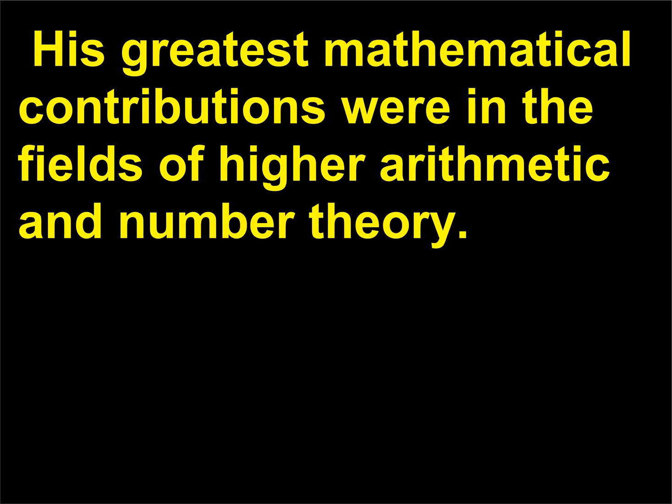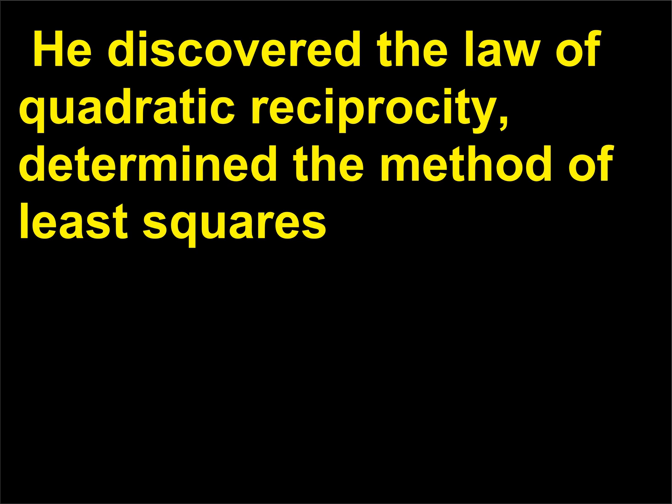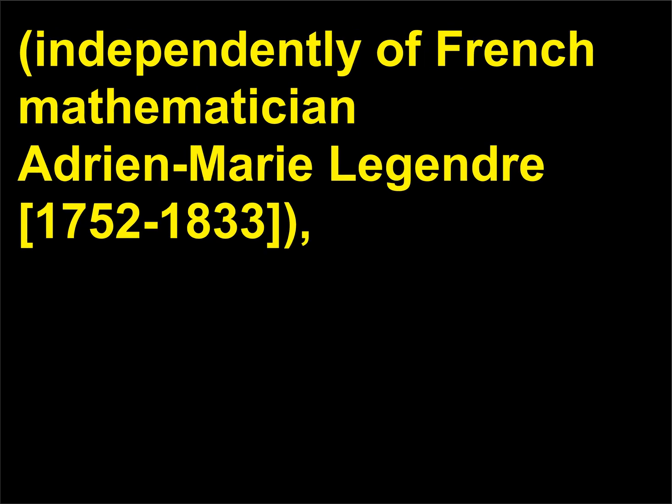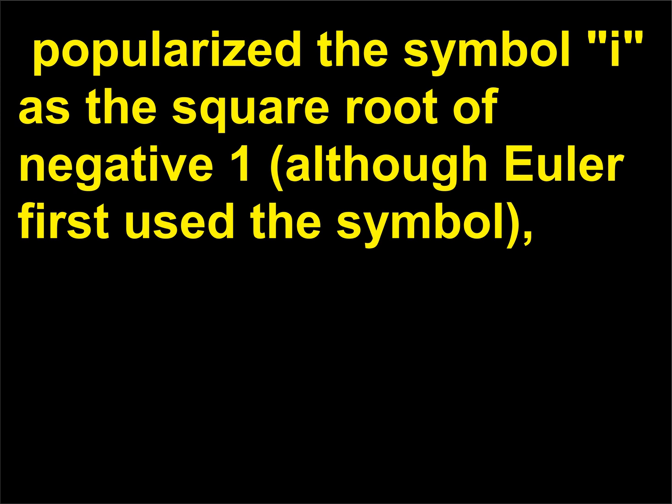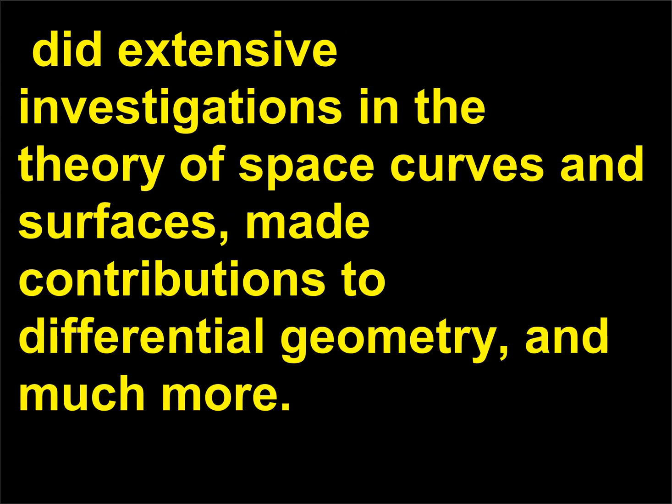His greatest mathematical contributions were in the fields of higher arithmetic and number theory. He discovered the law of quadratic reciprocity, determined the method of least squares independently of French mathematician Adrien-Marie Legendre (1752–1833), popularized the symbol i as the square root of -1, although Euler first used the symbol, did extensive investigations in the theory of space curves and surfaces, made contributions to differential geometry, and much more.